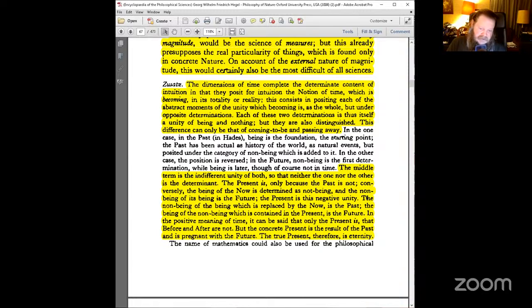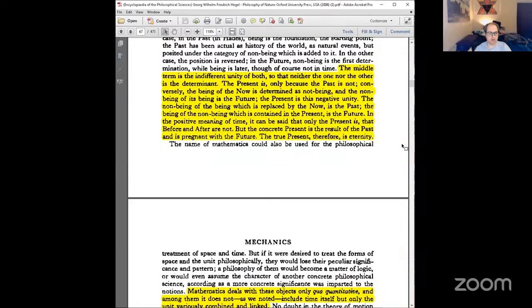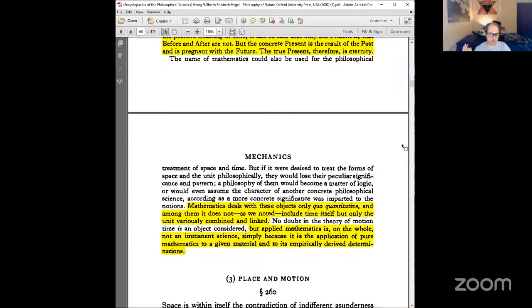In the positive meaning of time, it can be said that only the present is, that before and after are not. But the concrete present is the result of the past and is pregnant with the future. The true present, therefore, is eternity, movement. Yep. Also, I think he expounds upon it later. Right now, there's a kind of tinge of teleology right there.